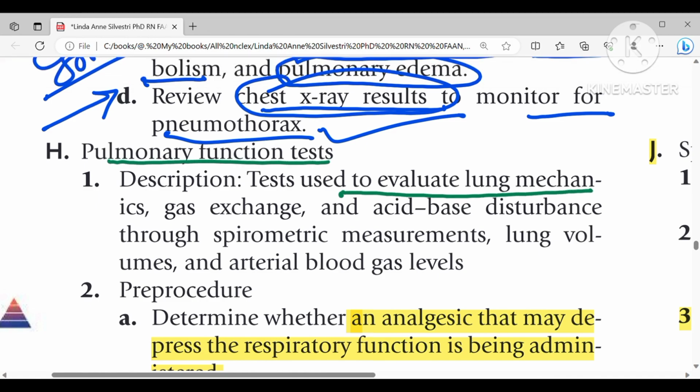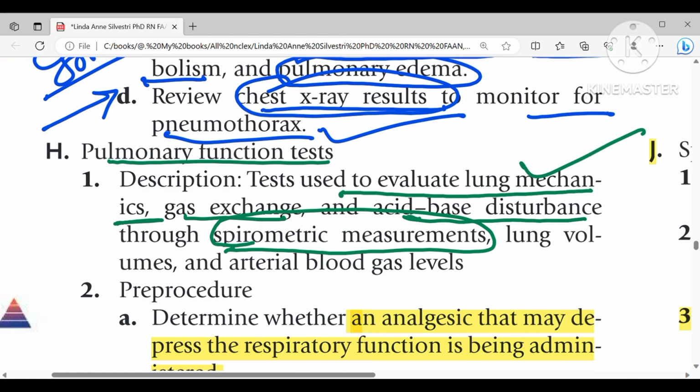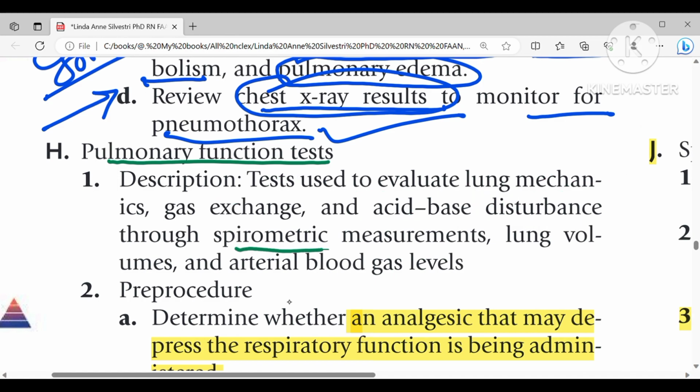Pulmonary function test is a test used to evaluate lung mechanics, gas exchange and acid-base disturbance through spirometric measurement. So in this we will see the lung mechanics, how the lungs work, how gaseous exchange occurs, and what acid-base disturbance is present. With the help of spirometric measurement, we will check lung volumes and arterial blood gas levels also.